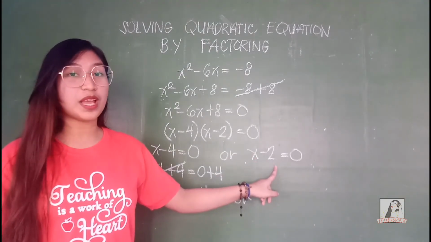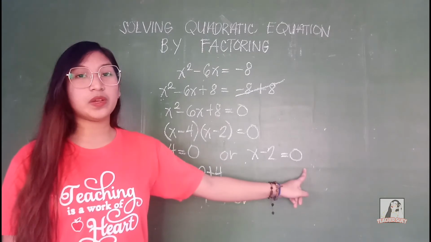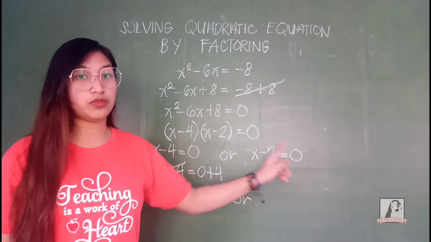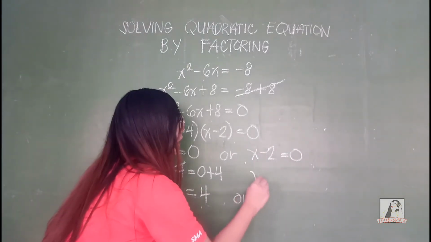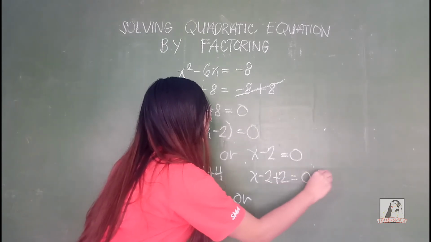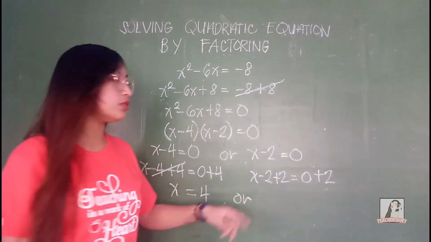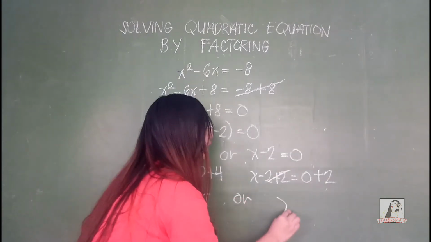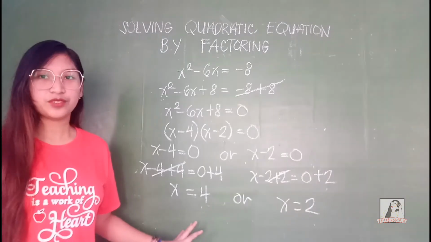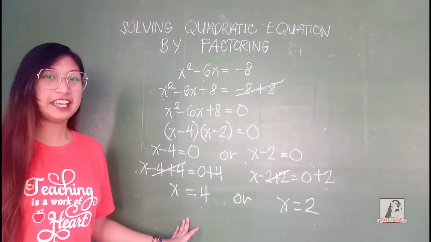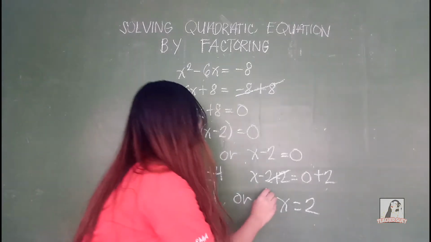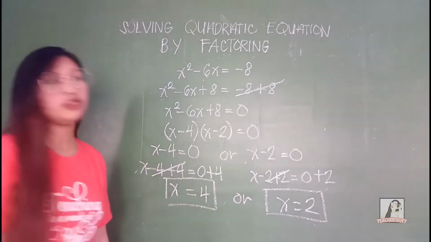Now let's have x minus 2. We need to transpose negative 2 to the other side, so we apply the addition property of equality. We add positive 2 to both sides. So we have x minus 2 plus 2 equals 0 plus 2. Negative 2 plus 2 cancel. We have x equals 0 plus 2, which is 2. So now, our answers are x is equal to 4 or x equals 2.